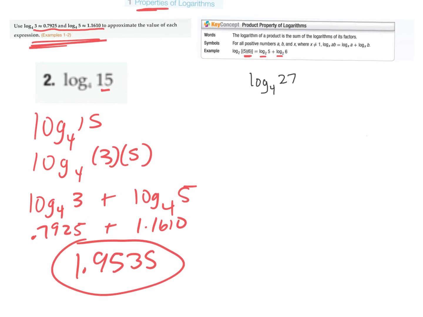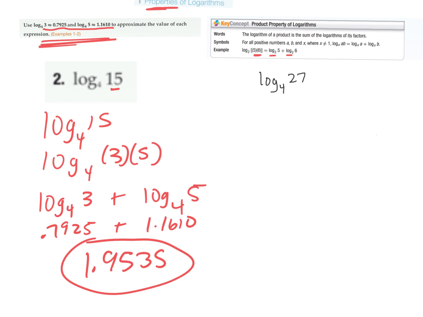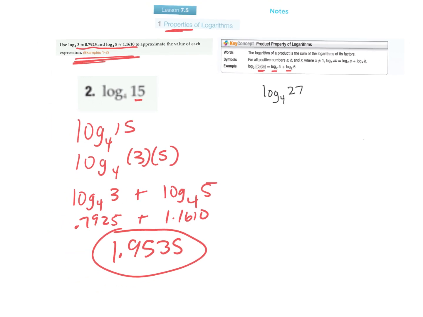So let's look at another example real quick. If I have log 27 base 4, I want to separate that with numbers given. Well, I don't have a 5 in that, but I do have a 3. So if I write this as log of 3 times 3 times 3, that would give me 27. And now since I have multiplication, I can separate the logs into additions of each of those logs.